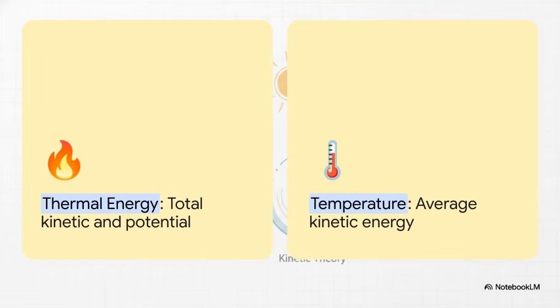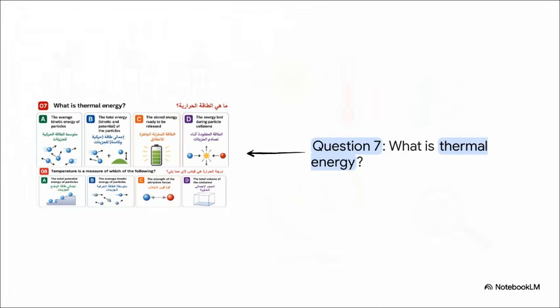Thermal energy is the total energy, meaning both kinetic and potential energy combined, of all the particles in a substance. Total. Temperature, on the flip side, is just the average kinetic energy of those particles. Average versus total. Keep those two strictly separated in your mind. Let's test that logic on question 7.